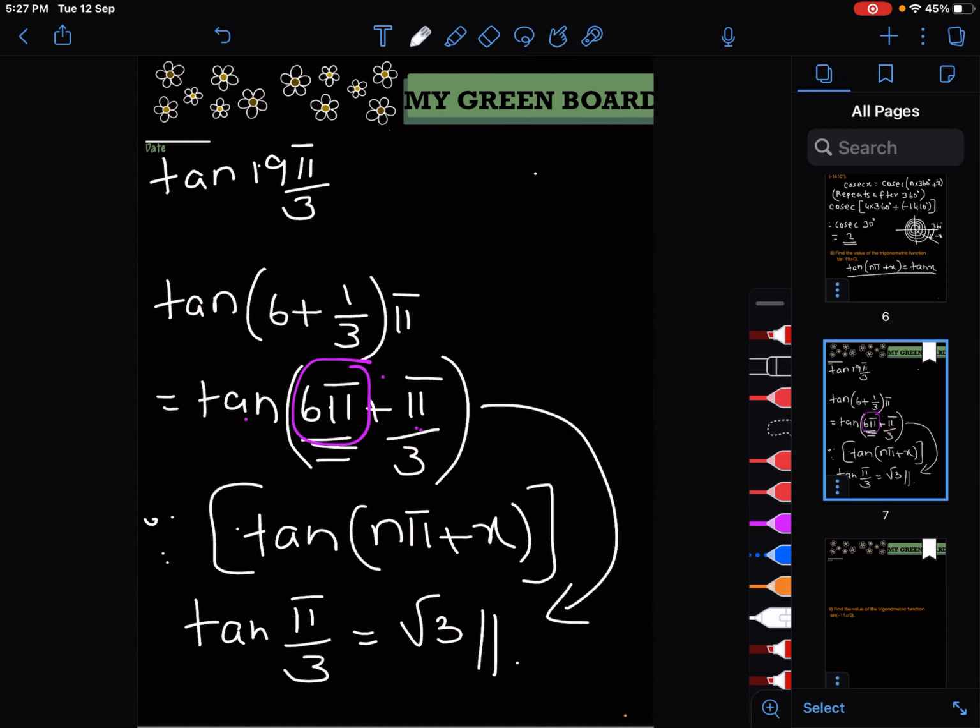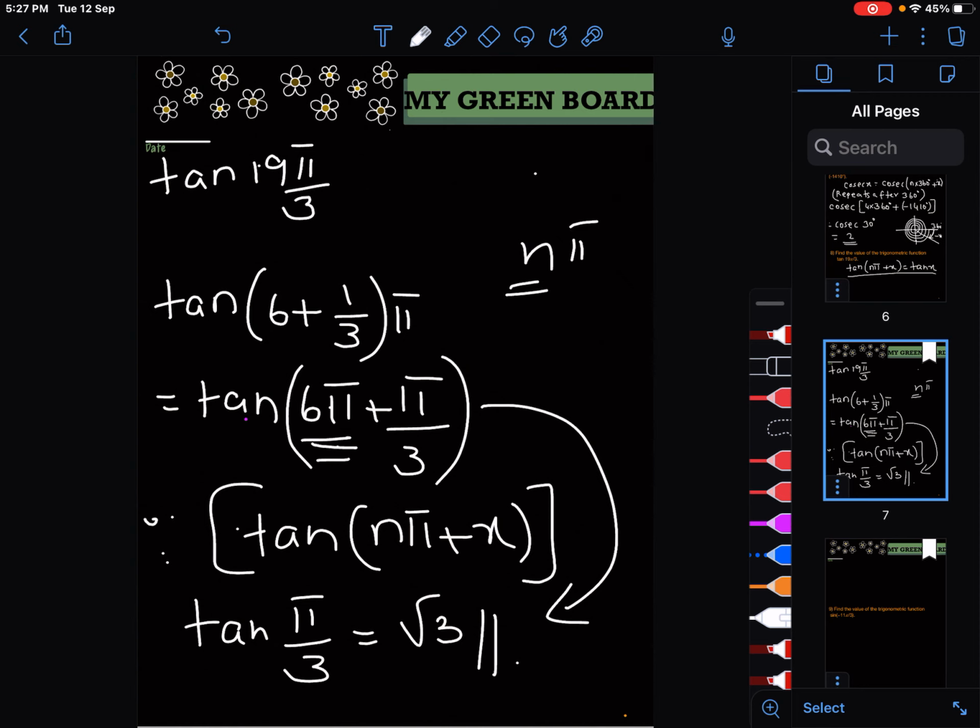Now when we divide, you will get a quotient, a remainder and the divisor. So we write the mixed fraction of that, taking the pi out, and splitting it, and now I am getting 6 pi plus pi by 3. This 6 pi is nothing but n pi, so n is 6 here.